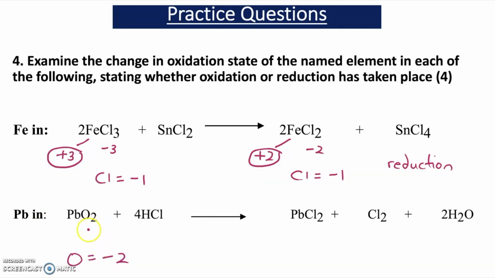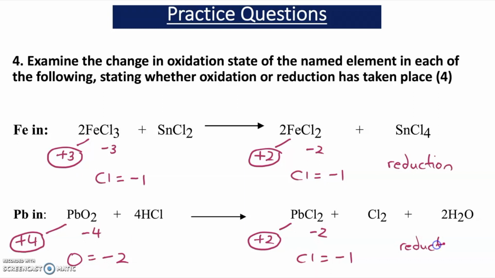Now, in the second part of this question, we have PbO2, and oxygen is a -2 oxidation state. So therefore there's -4 for the 2 oxygens, so the Pb, the lead, is +4, and it changes to PbCl2, so the 2 chlorines are -2, and therefore the Pb is +2 oxidation state. So therefore the lead, the Pb, has changed from +4 to +2, the oxidation number has decreased, it's been reduced, and reduction has taken place.